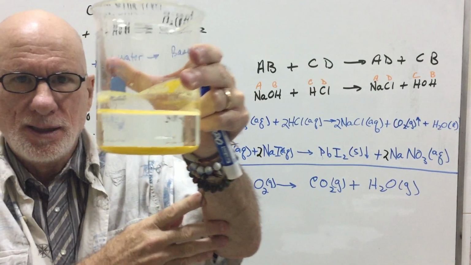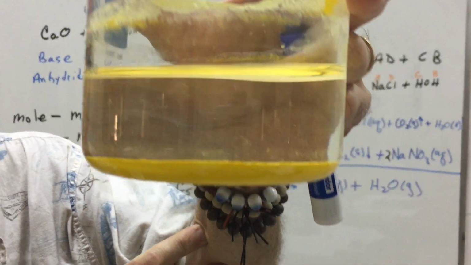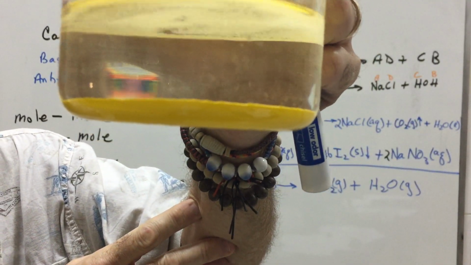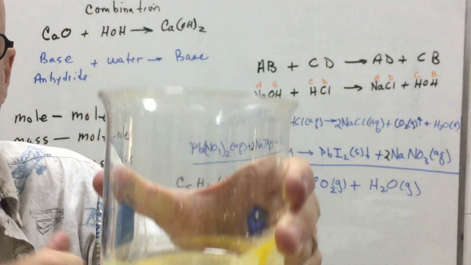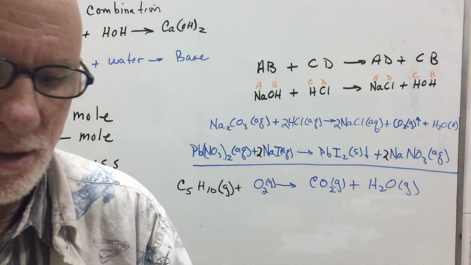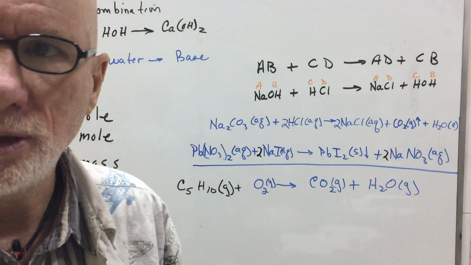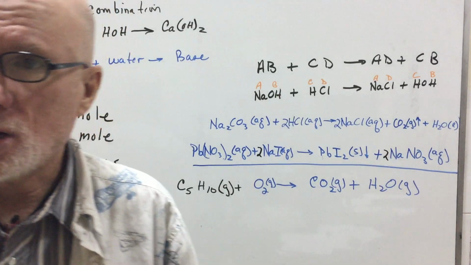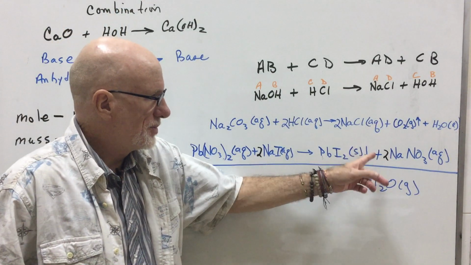And that's what the lead 2 iodide is. You can see that on the bottom. You remember it was powder, you couldn't see. It looked like it was an orange solution, but it really wasn't. The orange color was actually the precipitate.